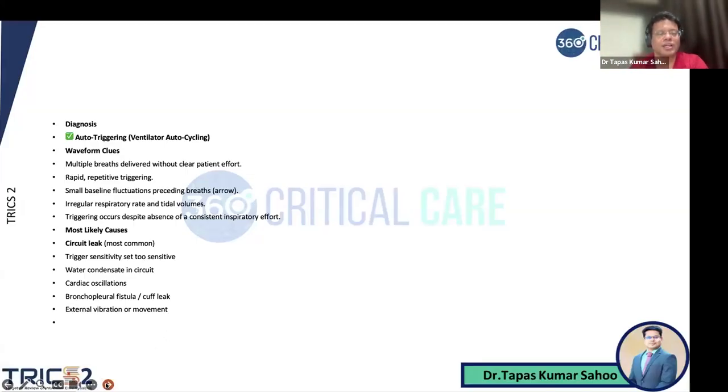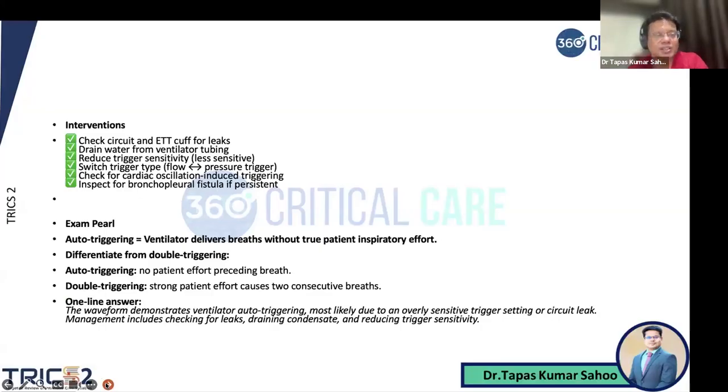Okay, so auto cycling or auto triggering. What are the interventions? You can check the circuit and ET tube for leaks, drain water from the ventilator tubing, reduce the trigger sensitivity to make it less sensitive, and switch the trigger type, that is, if it is flow, change to pressure.